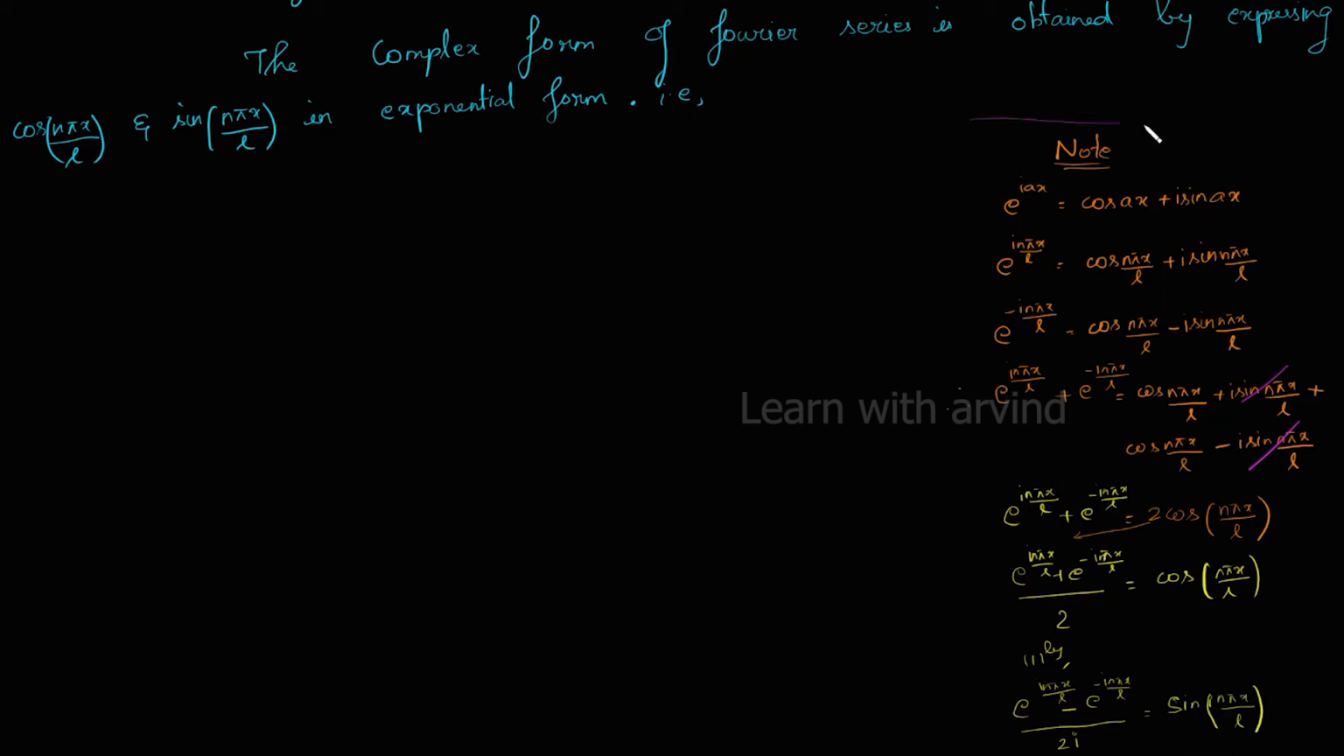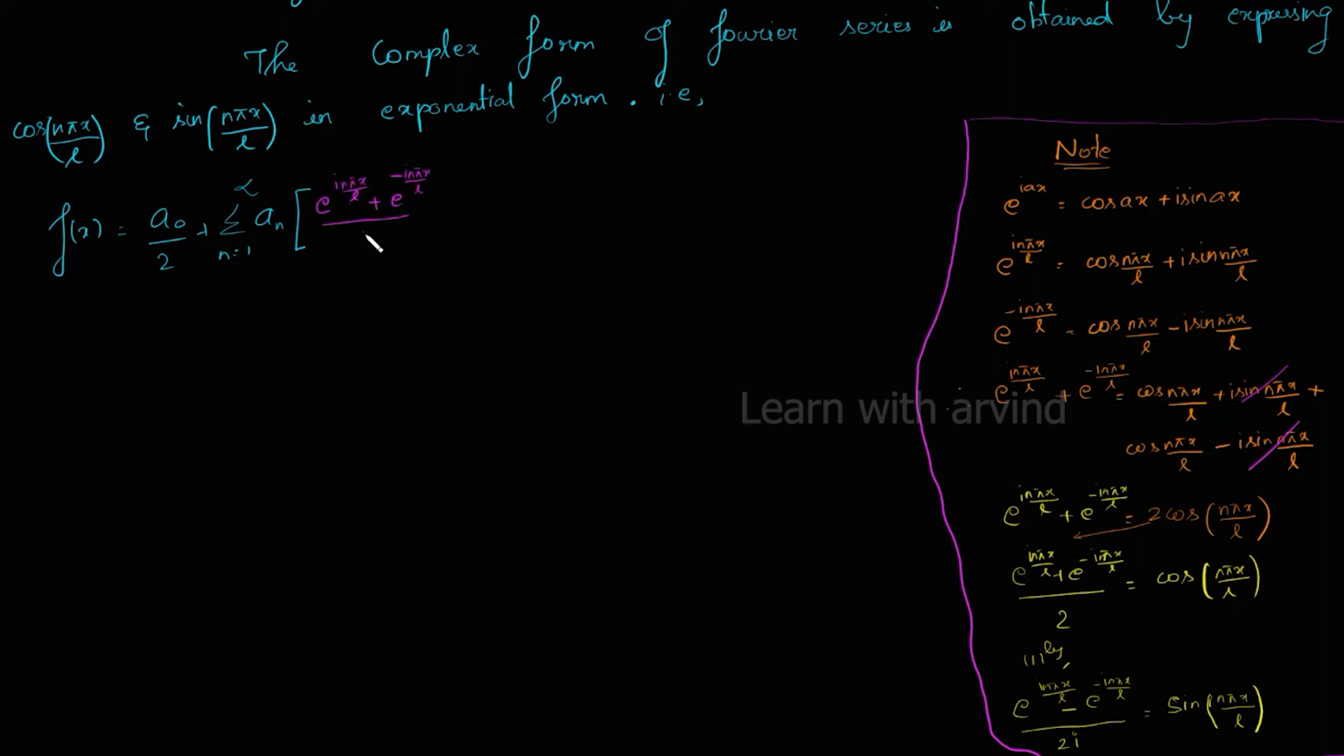Now substituting these values in equation 1, we will be getting f of x is equal to a0 by 2 plus summation n is equal to 1 to infinity an, substitute this value, e power i n pi x by l plus e power minus i n pi x by l the whole divided by 2, plus summation n is equal to 1 to infinity bn of, substitute the value of sin n pi x by l.